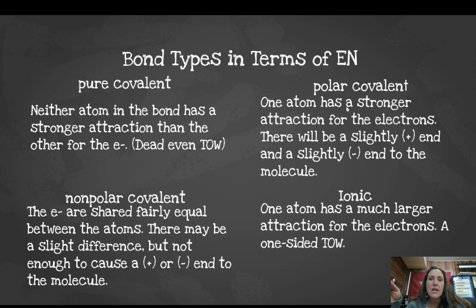Polar covalent is basically there's going to be a slightly positive charge on one side and a slightly negative charge on the other side, meaning the electron, in this case, the little bandana in the middle, is going to be pulled definitely to one side or the other. And then ionic is when basically one of the atoms wins the tug of war and the electron completely goes over to the other side. So you have got to memorize these definitions.